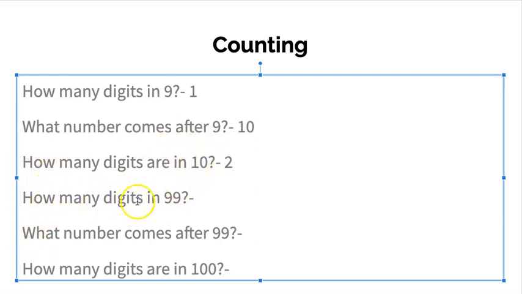All right, how many digits in 99? Just how many numbers are in 99? 1, 2. All right, what number comes after 99? 98, 99, 100. All right, how many digits are in 100? So you have a hundreds column, a tens column, and a ones column. So 1, 2, 3. There's 3 digits in the number 100.